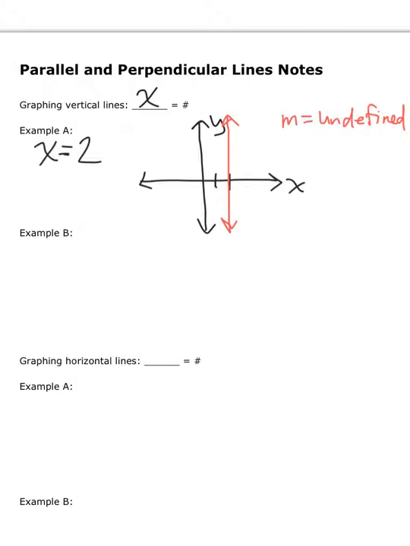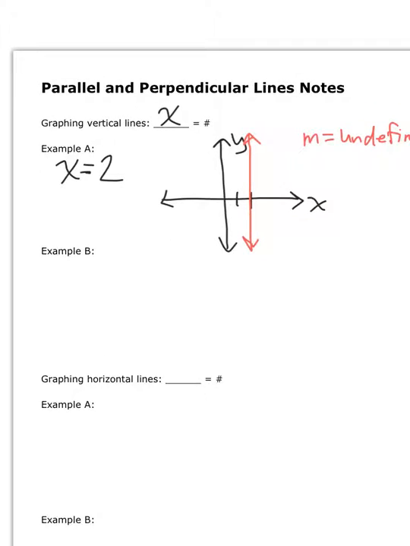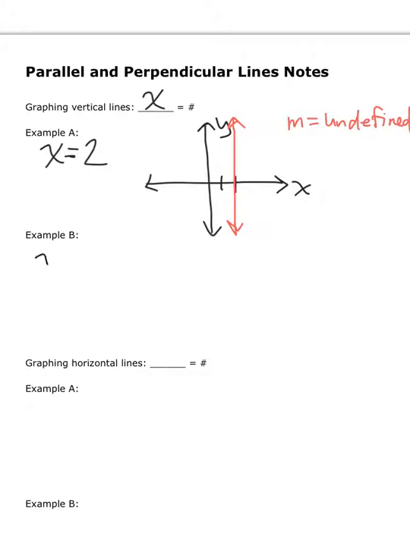So let's do another example. Let's say x equals, Ms. Laura, can you give me a negative number? Ooh, -5, nice. That's a beautiful number. -5. So, to graph x equals -5, I want everyone to sketch an x and a y axis. Beautiful.